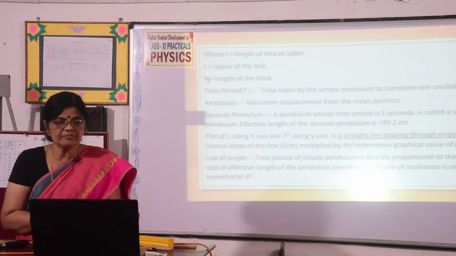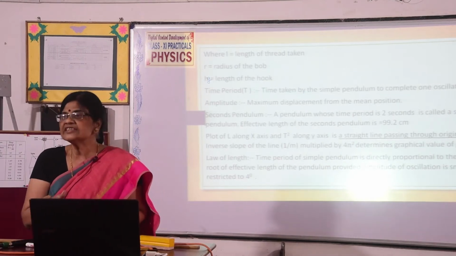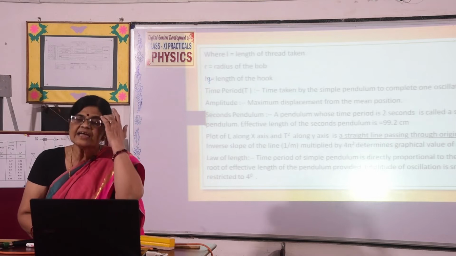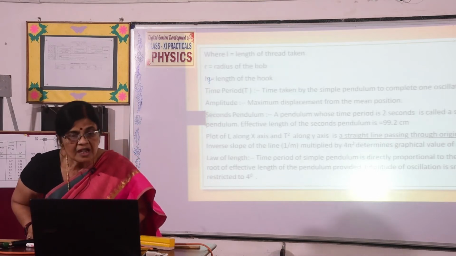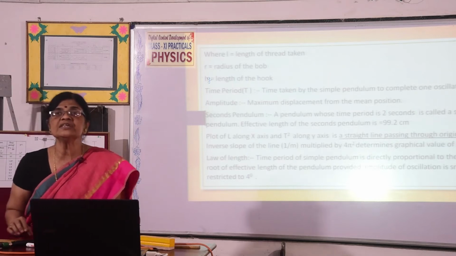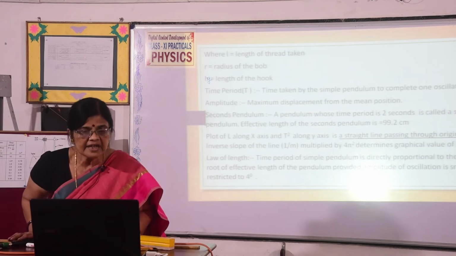Before we go to the measurements, let us see what the time period is. When the simple pendulum is oscillating, the time taken to complete one oscillation is called the time period. And what is amplitude? Amplitude is the maximum displacement from the mean position. This is called the amplitude.